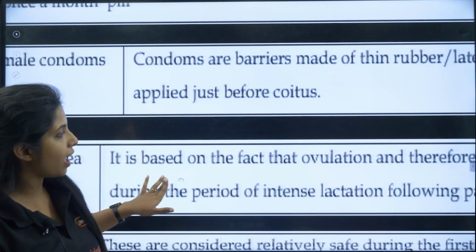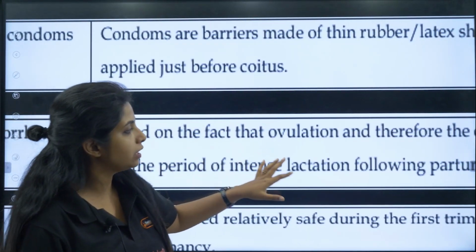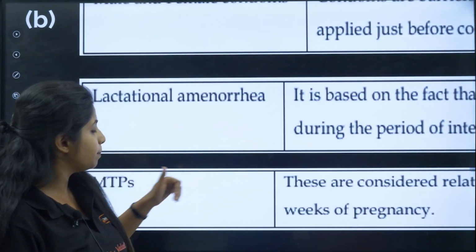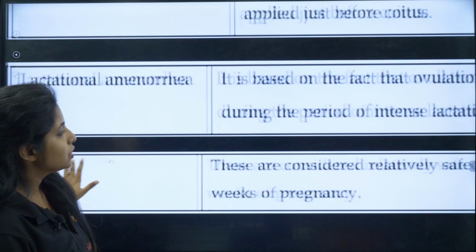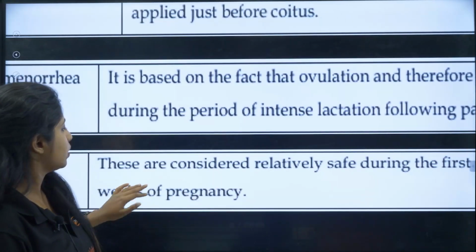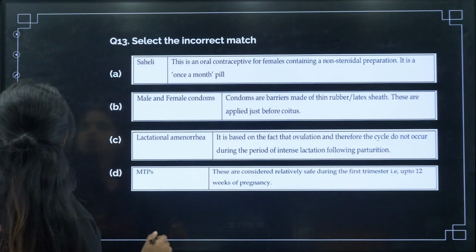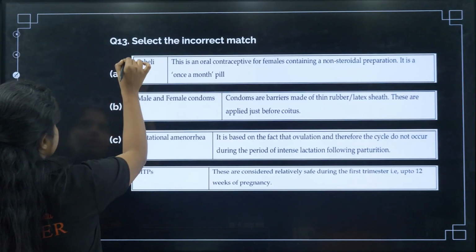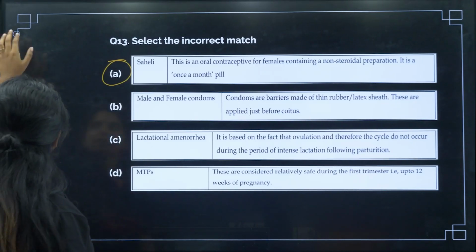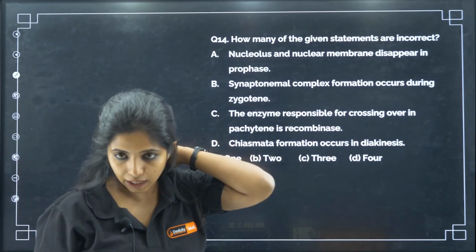Now it is based on the fact that ovulation and therefore the cycle do not occur during the period of intense lactation following parturition. Okay, now you have MTPs, medical termination of pregnancy. So these are considered relatively safe during the first trimester, that is up to 12 weeks of pregnancy. That is also correct. So what is the incorrect match that we have over here? We just have one thing, and that is A. Cool? Yes.